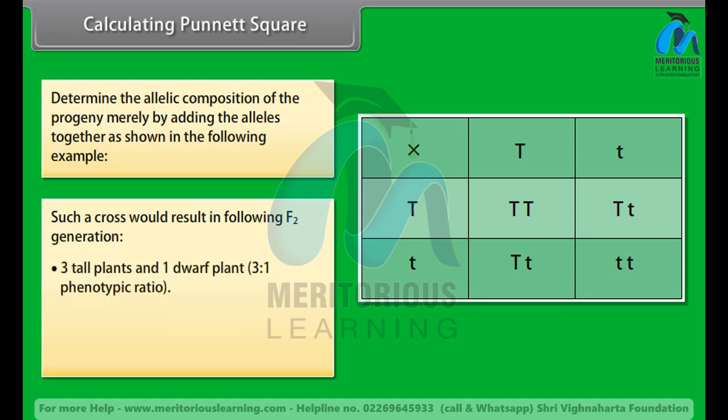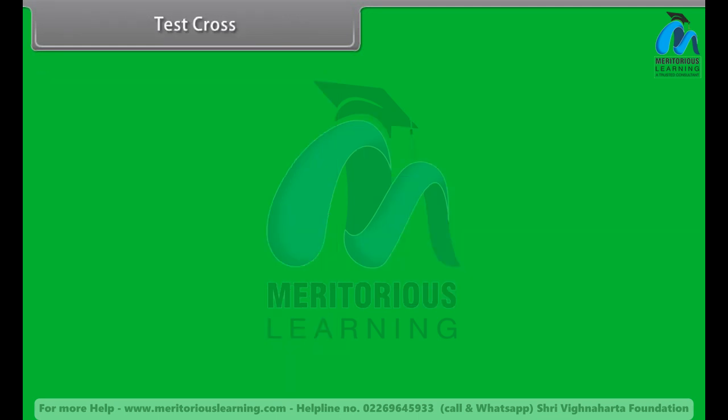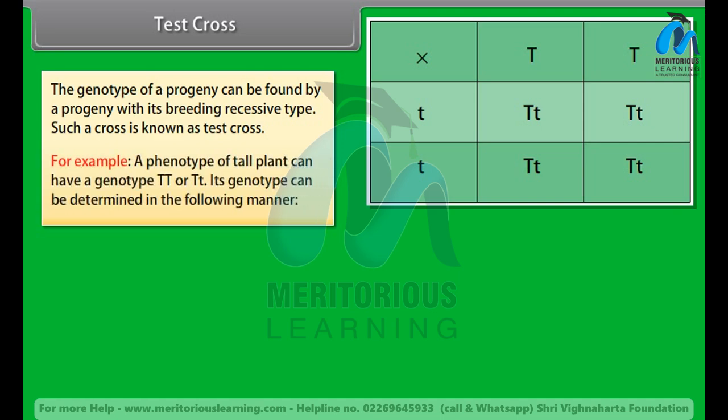3 tall plants and 1 dwarf plant, 3:1 phenotypic ratio. 1 homozygous tall, 2 heterozygous tall, and 1 homozygous dwarf plant, 1:2:1 genotypic ratio. Test cross. The genotype of a progeny can be found by crossing it with its recessive type. Such a cross is known as test cross. For example, a phenotype of tall plant can have a genotype TT or Tt. Its genotype can be determined in the following manner.